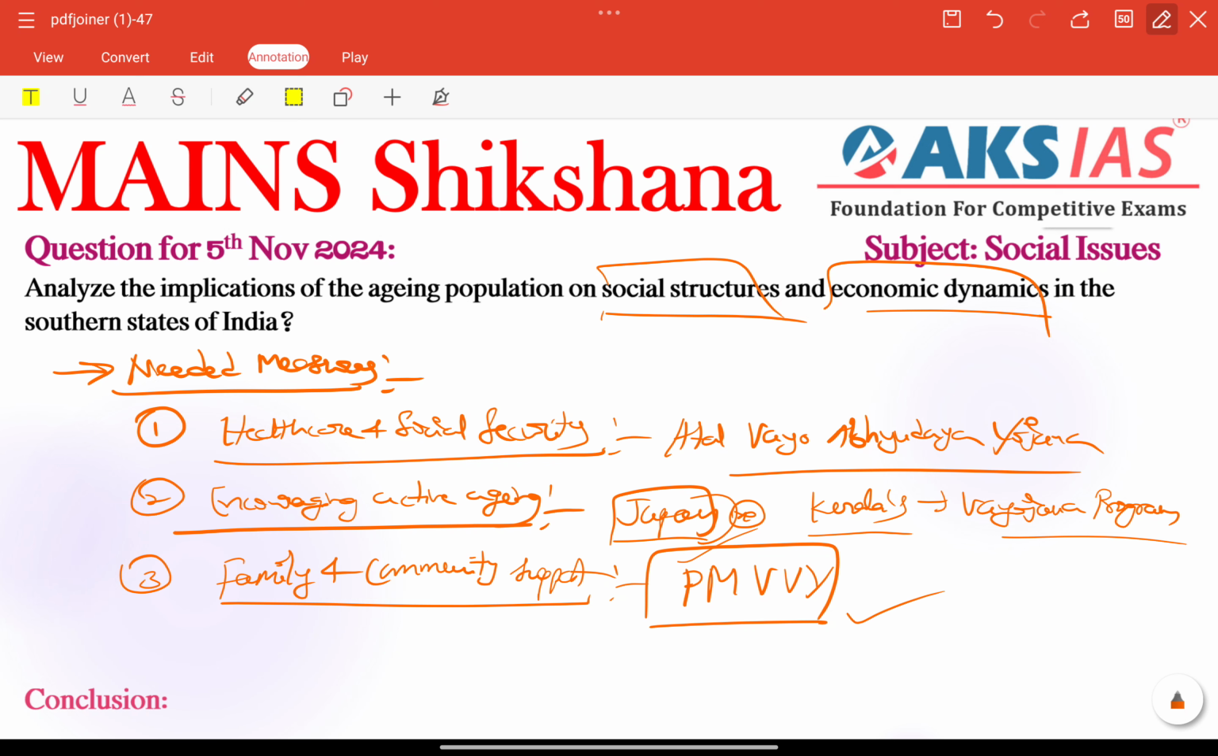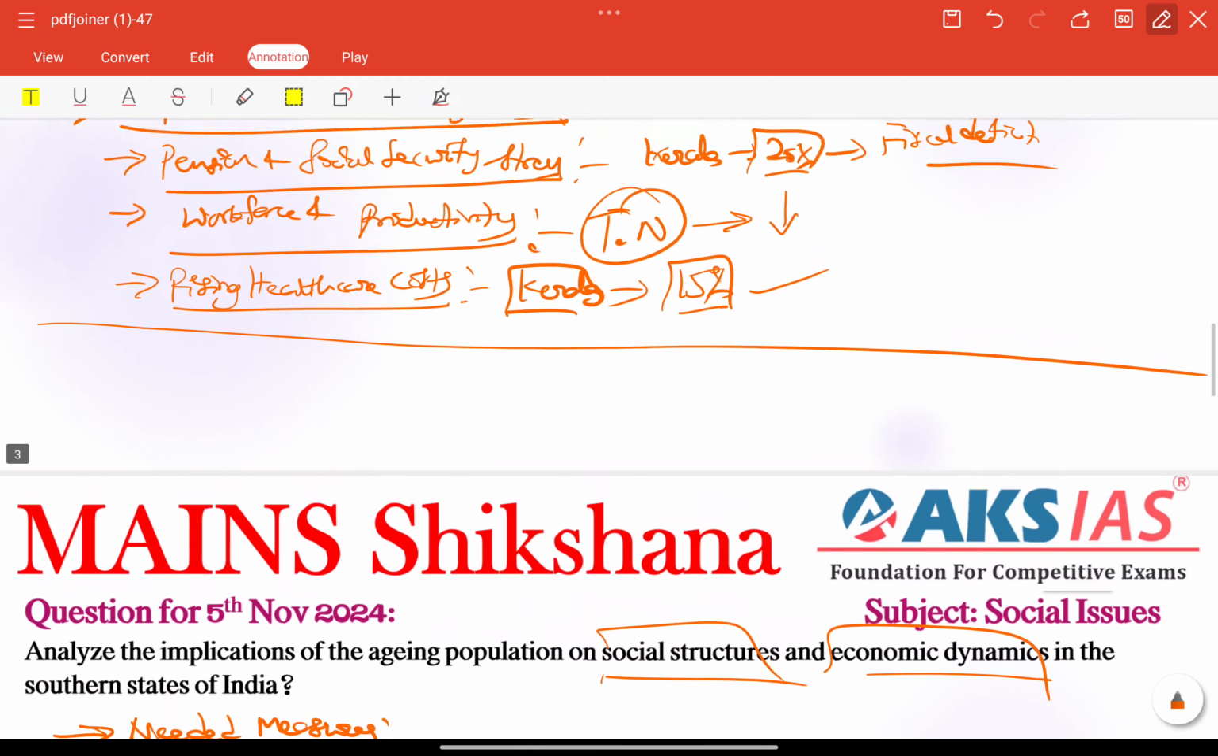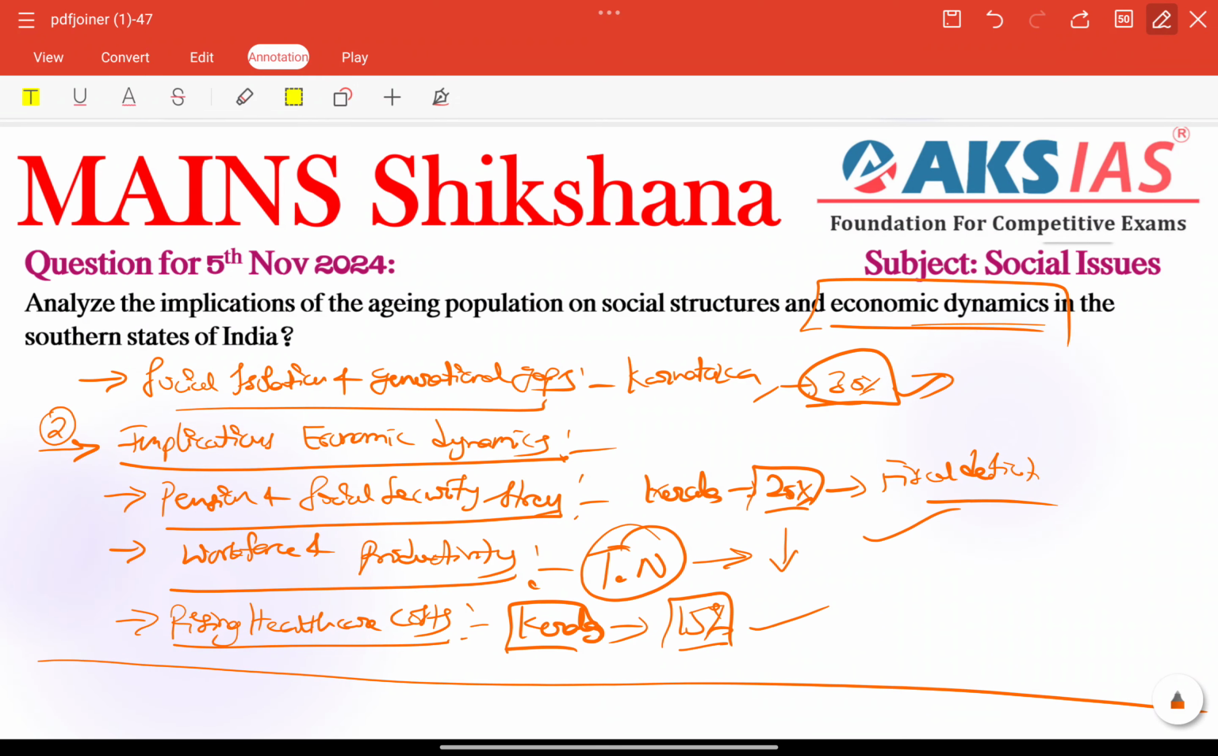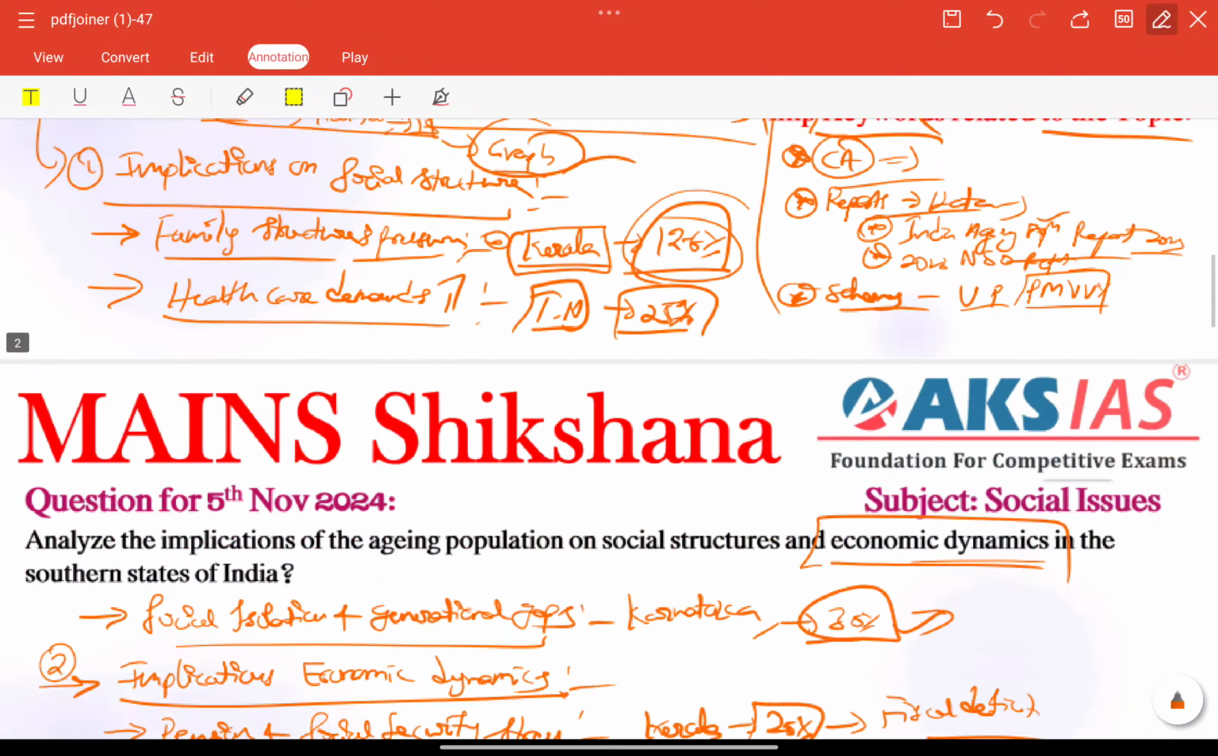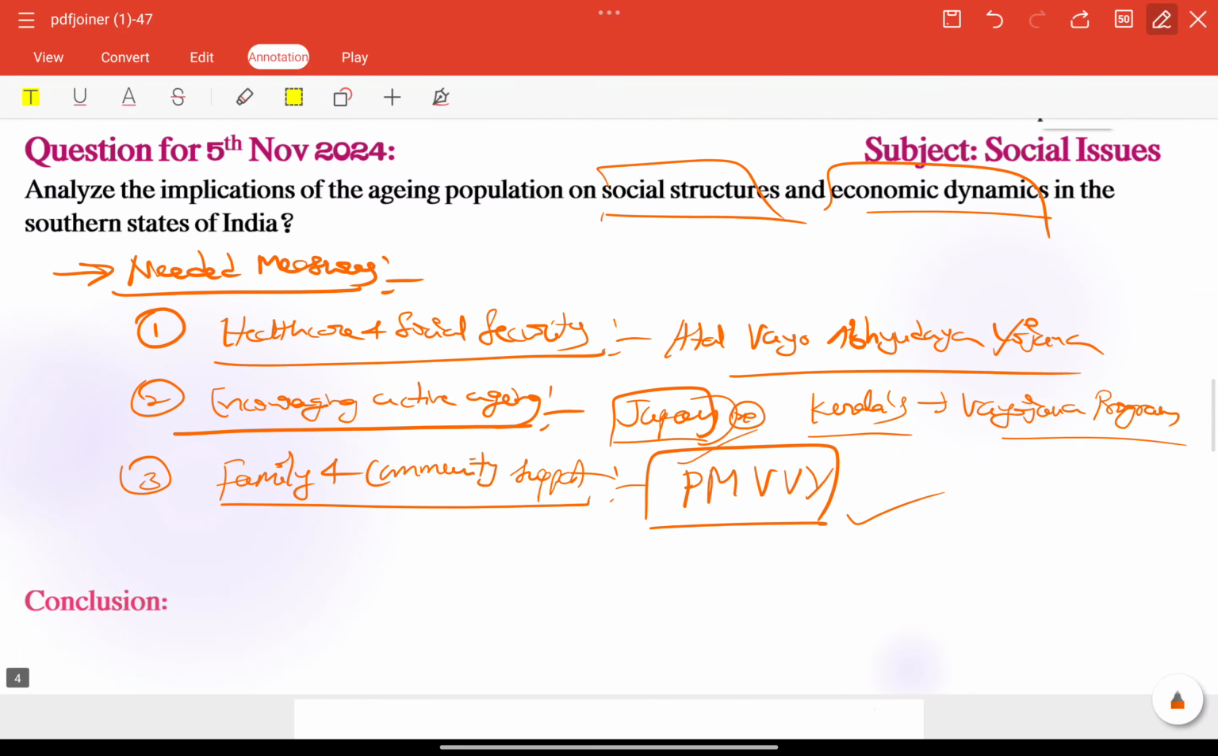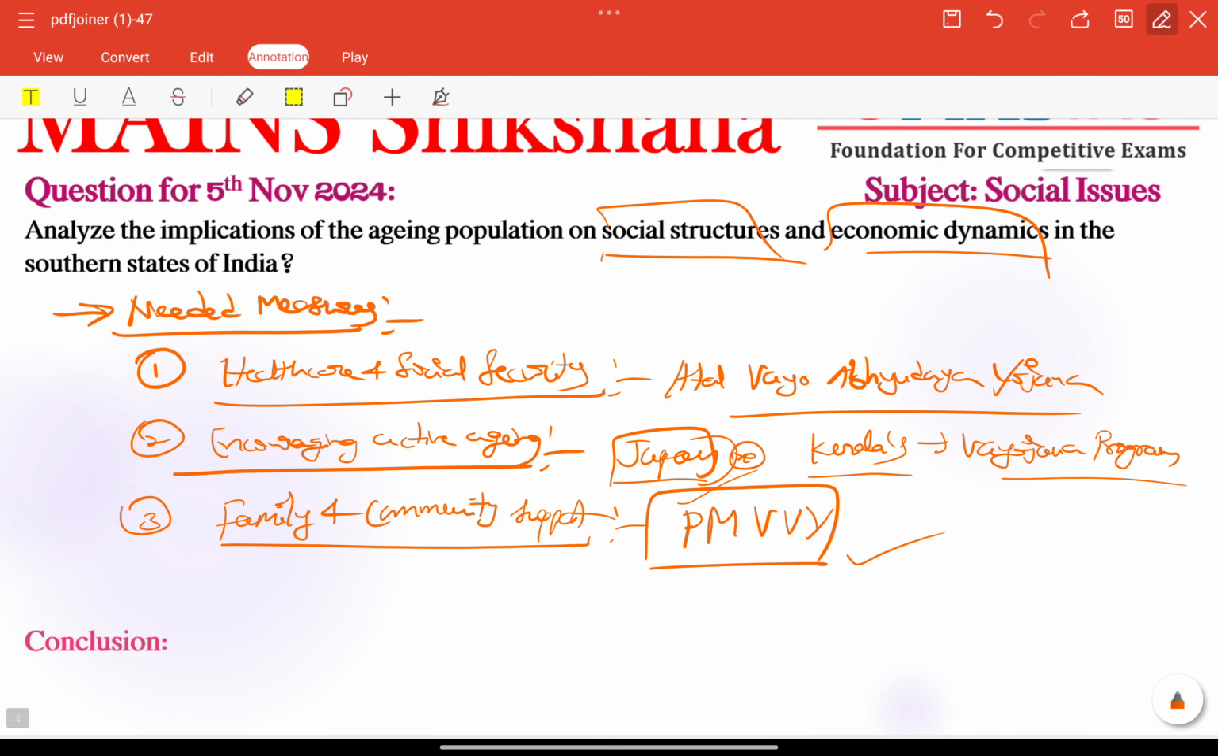So these are the important schemes, or whatever we have included here, some facts and examples like Karnataka, Kerala, Tamil Nadu, almost we have Andhra Pradesh, right? So these types of examples, reports and schemes need to be included, right? So as a justification part to our answer.